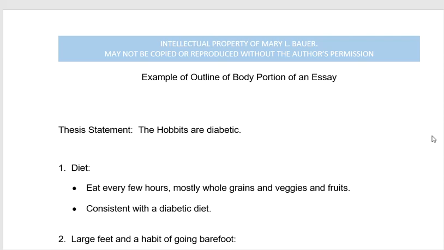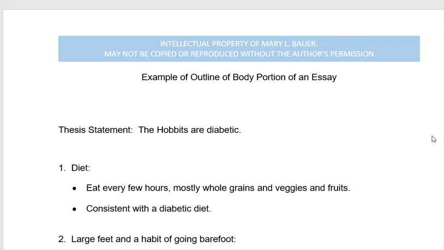This is the most important portion of the outline because it's where you lay out your argument to convince your readers. For today's example, I chose something that's a little bit playful. I'm focusing on the hobbits, who are a people who feature quite prominently in the works of J.R. Tolkien. If you've never heard about them, they are small people. They're about half the size of humans, and they have some other characteristics that are a little bit different that we'll get into in a minute.